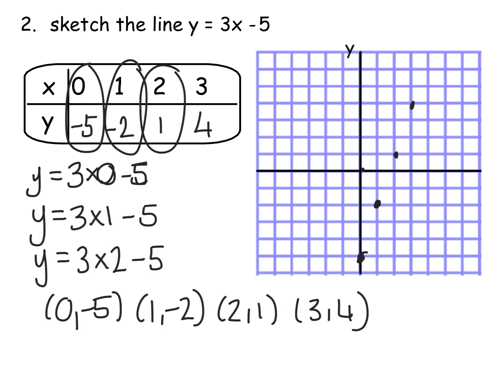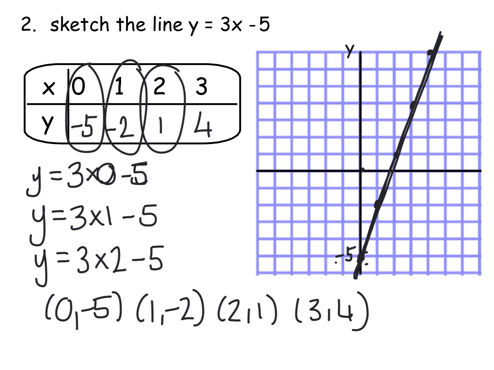And you can spot the pattern. I'm going right 1 up 3, so I'm just going to put in one more up there to join them up. And best as you can, you'll have rulers. I'm just going to have to do it freehand. So there is what your line will look like. This line has a gradient of 3 and it cuts through negative 5 on the axis there. Okay, so that's you drawing the second one.